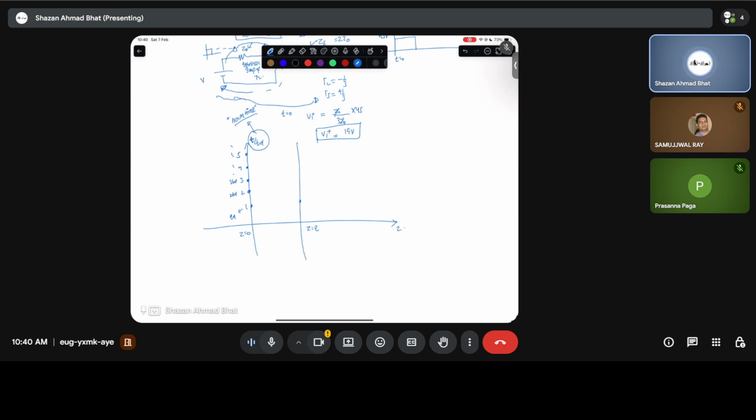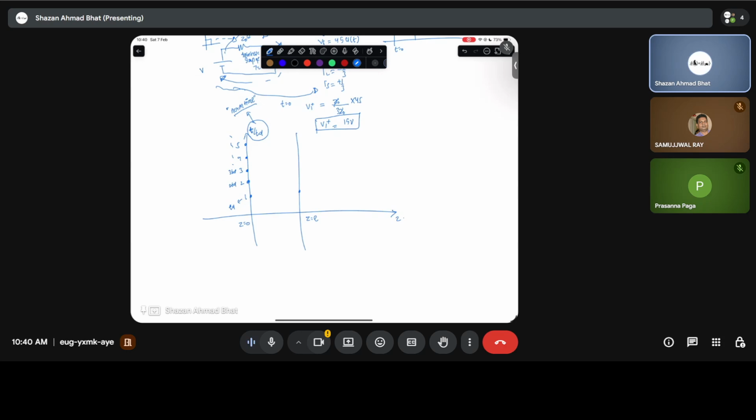Now, what's going to happen? At time t equals 0, you now have a voltage of 15 volts. So now it is going to rise up to 15 volts. This particular load is going to have a voltage of 15 volts. Remember that this is the load end and this is the source end. So at the load, at time t equals TD, this will be equivalent to 15 volts.